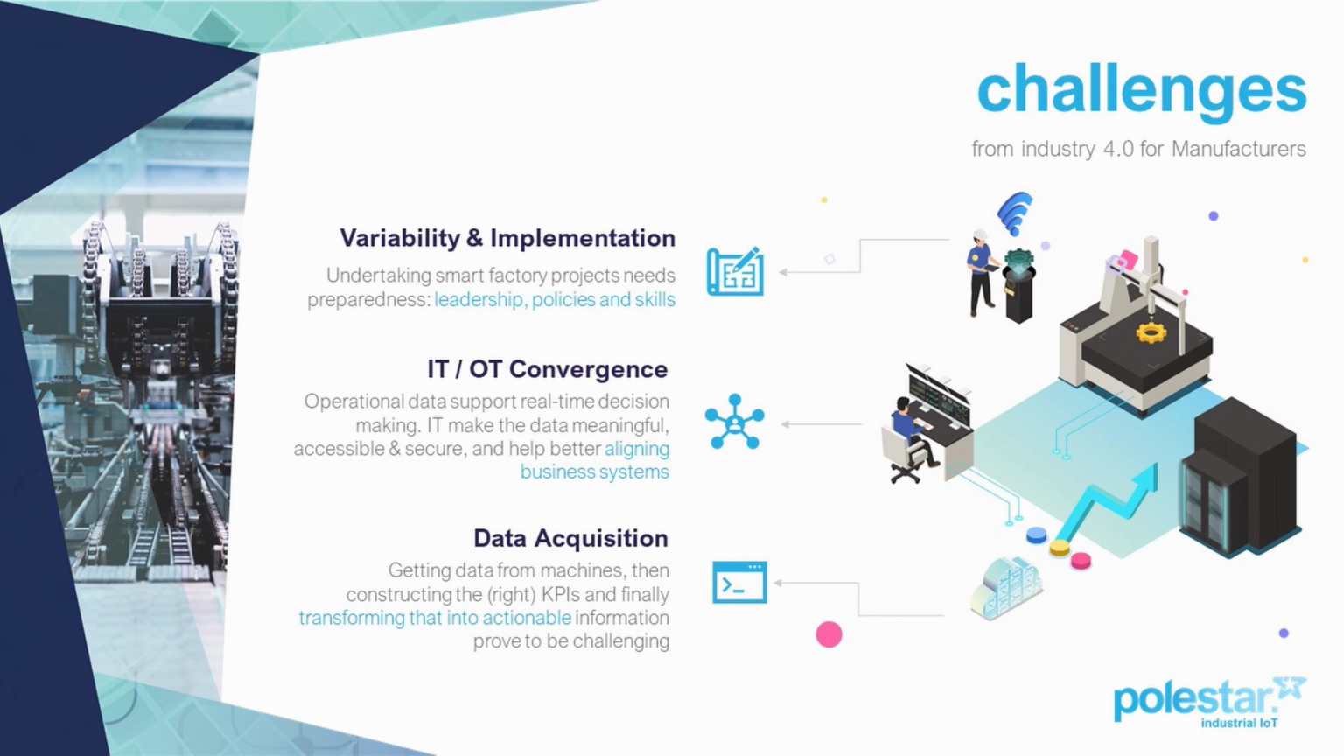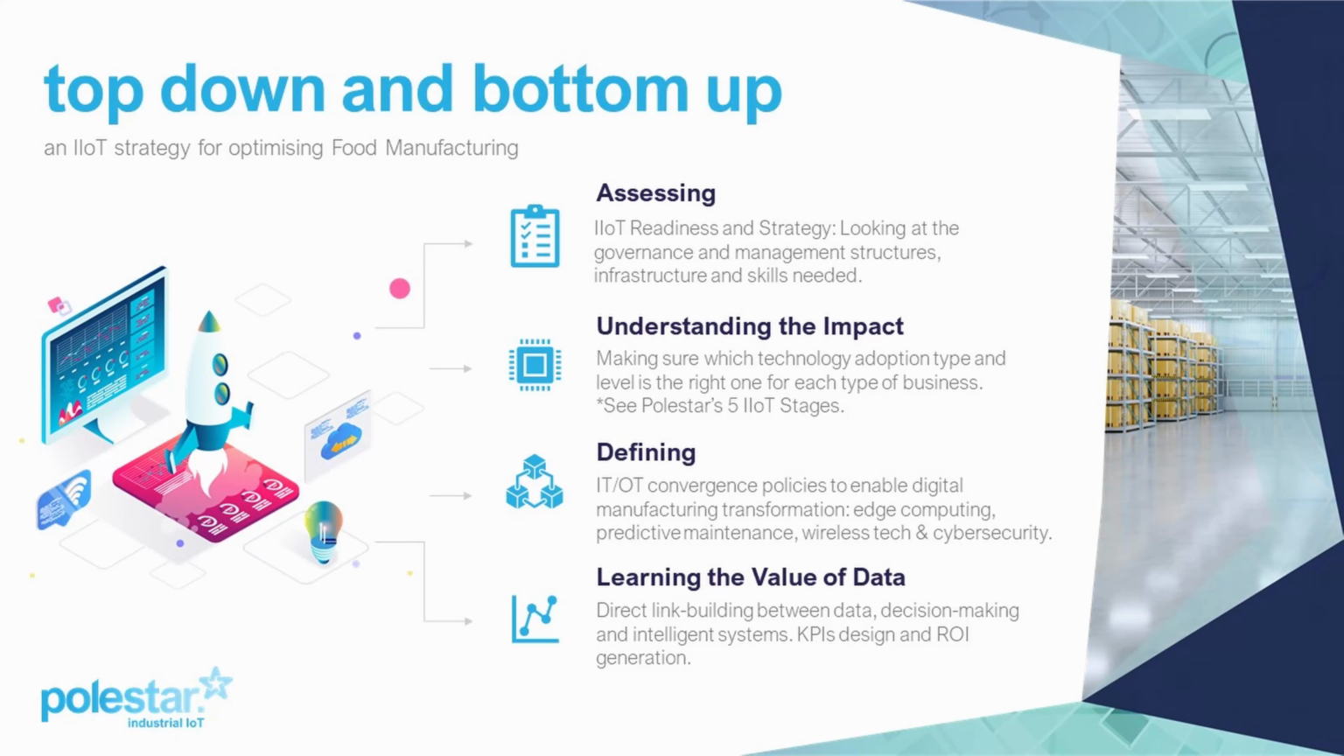Third, getting data from machines can be difficult, and it's not easy constructing the right KPIs to finally transform them into actionable information. Industry 4 technologies transform data and transport it to places where people can use it, understand it, and make those management decisions. To overcome the challenges, you have to look at the people and the technology, and it's always people first.